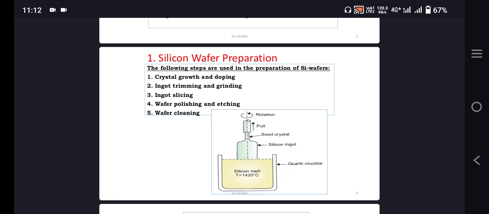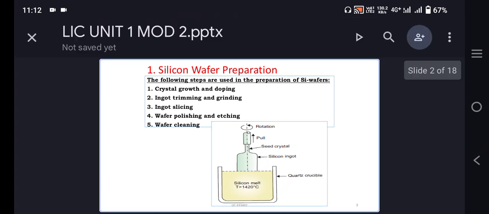The silicon wafer preparation consists of following steps. The first one is crystal growth and doping, ingot trimming and grinding, ingot slicing, wafer polishing and etching, wafer cleaning. The different steps used is represented in this diagram.